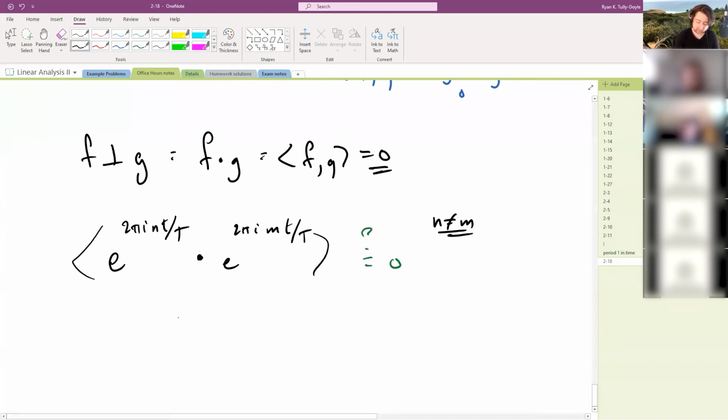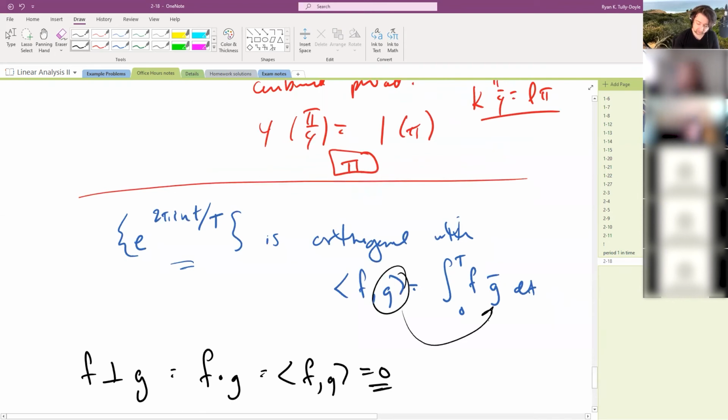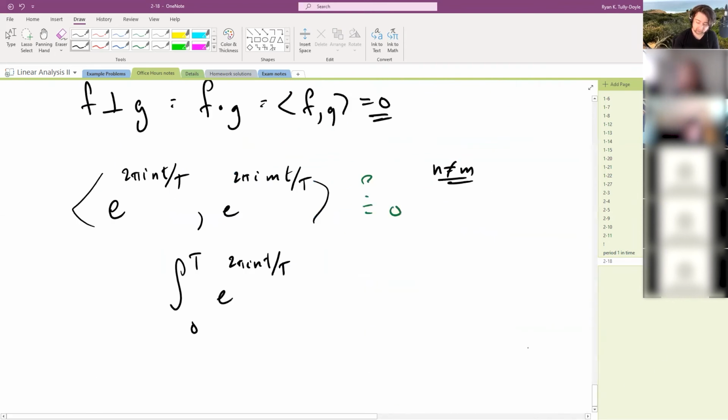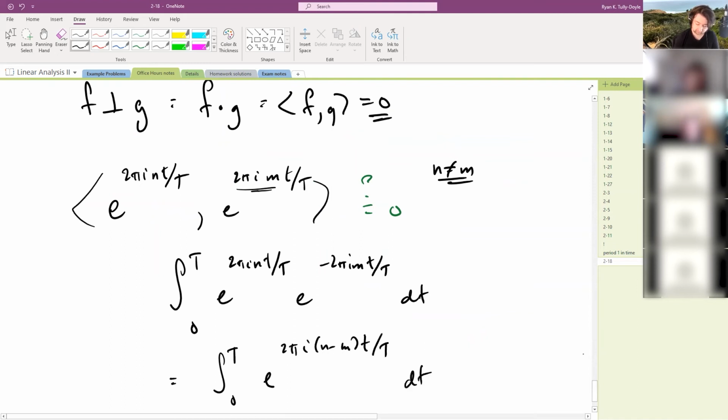So how do you do that? Well, you take the integral from 0 to T of e to the 2 pi i n t over T. But then because in the dot product we're taking a complex conjugation of the second entry, whatever is here ends up with a conjugate on top of it. That means that this isn't going to be 2 pi i m t, it's going to be minus 2 pi i m t over T. And algebraically, that simplifies into the integral from 0 to T of e to the 2 pi i (n minus m) t over T.